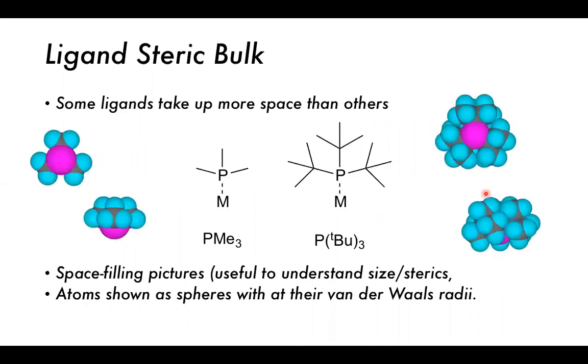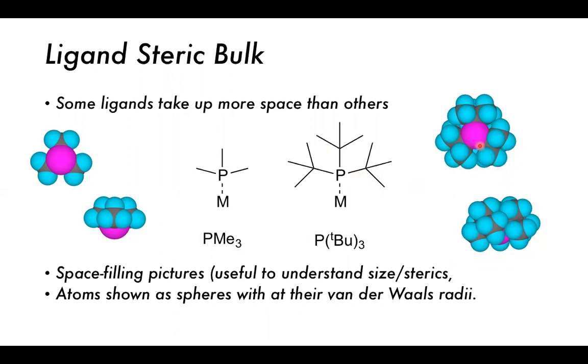So, ligand steric bulk. We talked about this before as well. Some ligands take up more space than others. For example, here I have a phosphorus ligand, trimethylphosphine. You can see here the phosphorus is the purple sphere. And then we have tri-tert-butylphosphine, and this has much more steric bulk to it, at least the ligand substituents.